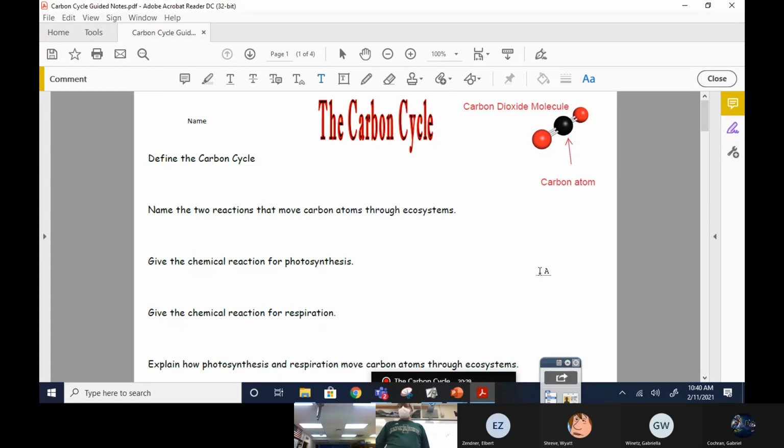And you're going to do the same thing down in the bottom corner for the glucose sugar. You don't have to point out every carbon atom, but point out one of them. It should also be black.